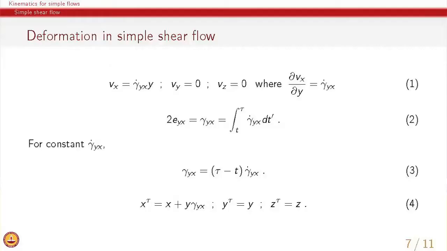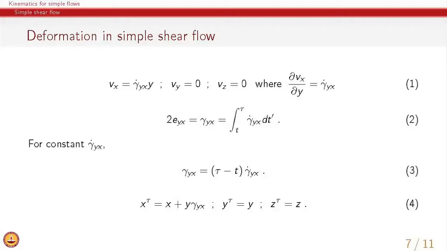So, in the last class we saw how qualitatively simple shear flow, uniaxial extension or biaxial extension can be described and visualized. Now, we will try to describe it quantitatively, and the description is based on the flow where velocity is given only in the x direction, and both v y and v z are 0, and of course, the velocity gradient exists, and that is nothing but gamma dot y x.